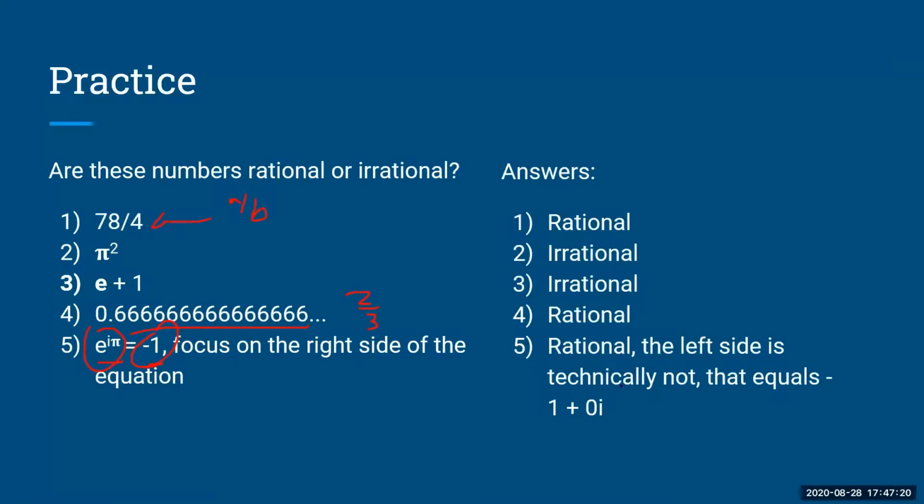So the left side is technically not rational for e to the i pi, but the right side is. So e to the i pi equals -1 plus 0i, which is -1 because 0 times anything is 0, but then the 0i is special. So it makes it irrational.